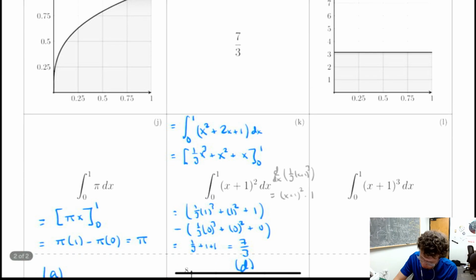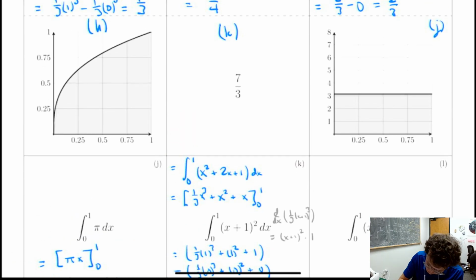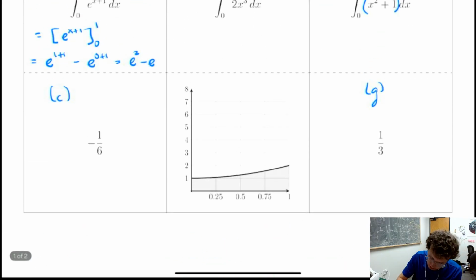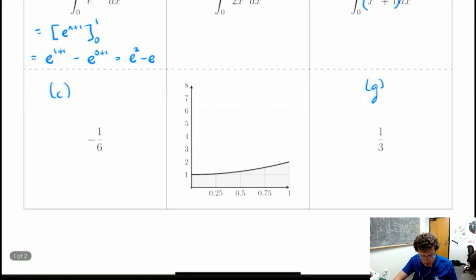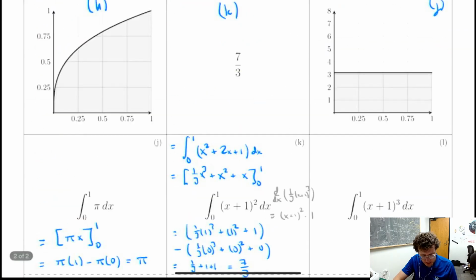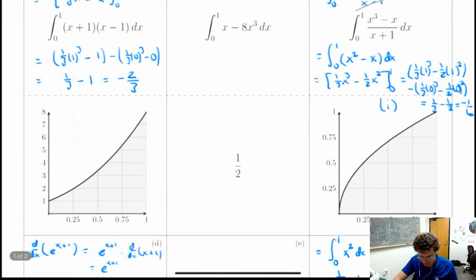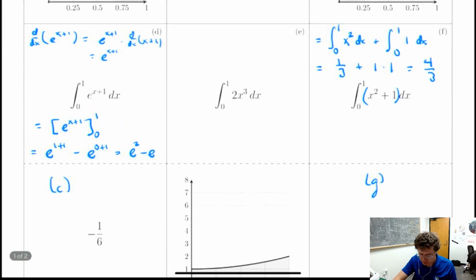Remember what happens when we have a constant function? We end up with a rectangle, so it's just base times height. The base would be 1 minus 0, which is 1, and the height is that constant value of 1. So I get 1/3 plus 1, which is 4/3. 4/3, is that an option? I don't see it, so there must be a graph.